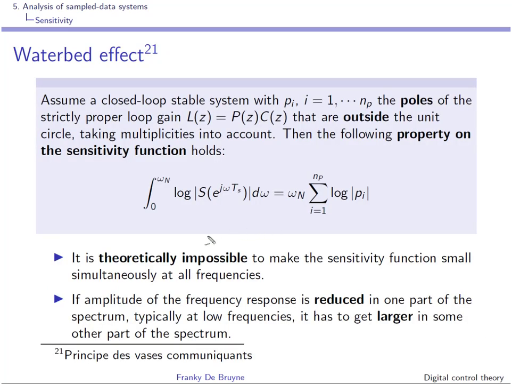It is possible to show that the integral from 0 frequency to the Nyquist frequency of the log of the modulus of the sensitivity function is given by this expression over here, and the pi here are the poles of the loop gain P times C that are outside the unit circle. We'll make things simple. We will assume here that there are no poles in the loop gain that are outside the unit circle, and what happens then is that this is simply equal to 0.